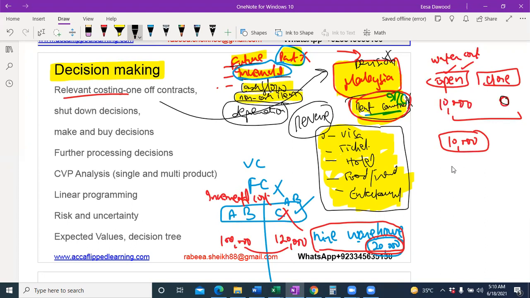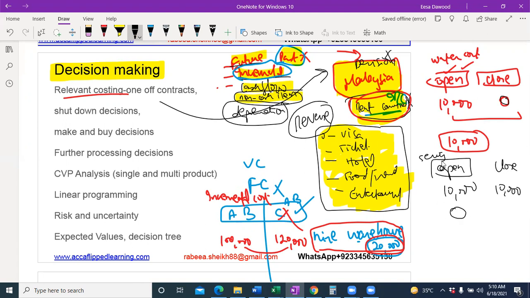So that 10,000. But this security guard, even if I open the park, I will have to pay 10,000, and even if I close it, the security guard would always be there, and I will have to pay 10,000 even then. So what would be the relevant cost if I keep the park open?